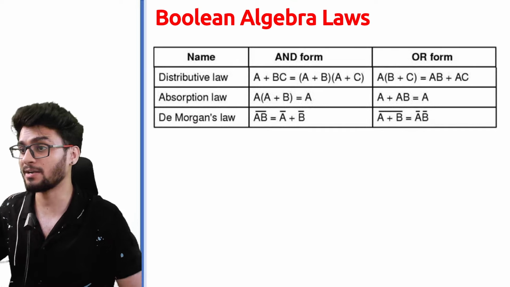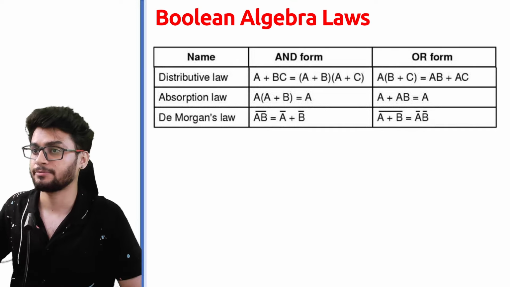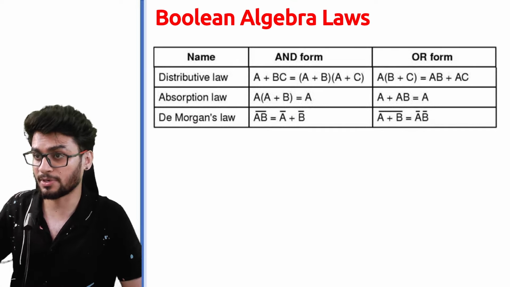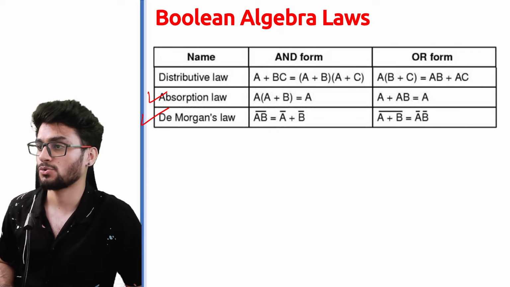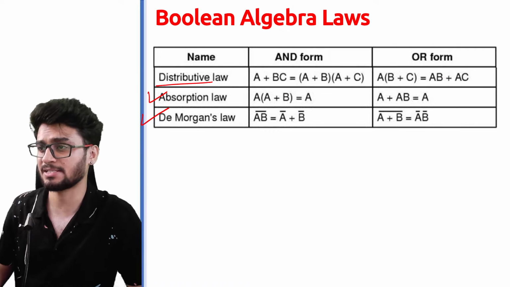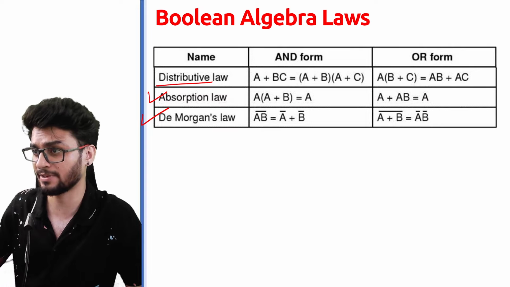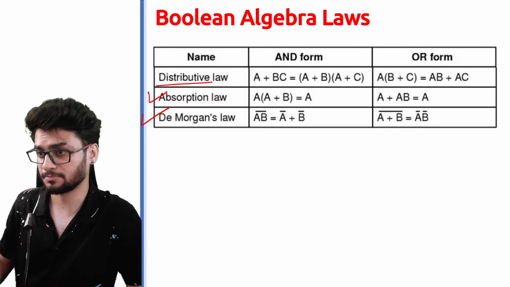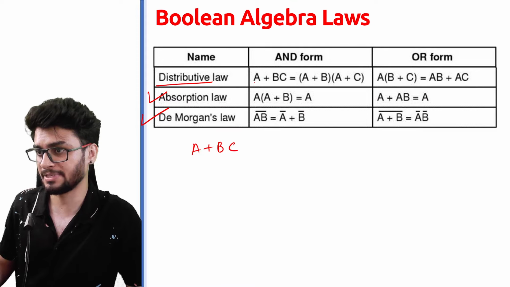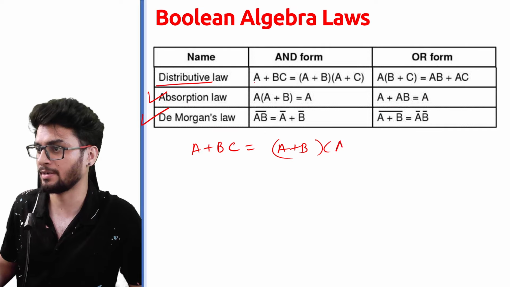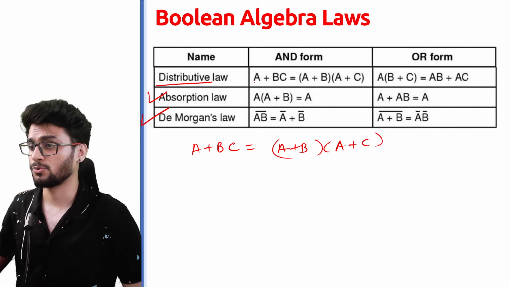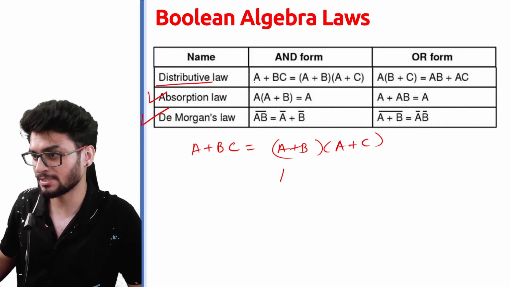But the part where we have to focus now is on the two important laws. First is the absorption law and the second is De Morgan's law. So let's have a look. Distributive law is the same as in your mathematics, nothing too different. So let's just prove this part. A plus BC is equal to A plus B and A plus C. You just have to remember it directly, but in order to solve this, let's look at this.